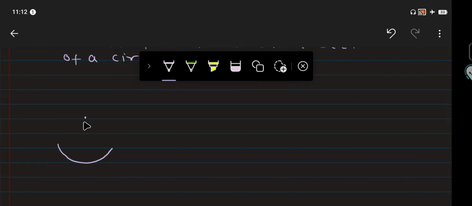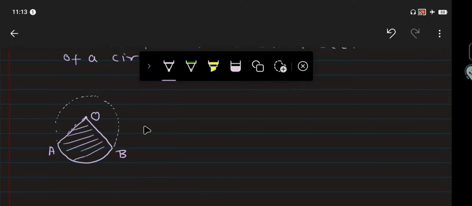Okay, let's say this is an arc AB, and to the center of the circle O. So this region, the arc AB and its two radii AO and OB, this complete region is called the sector of the circle.